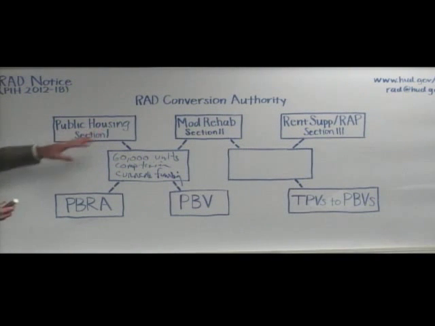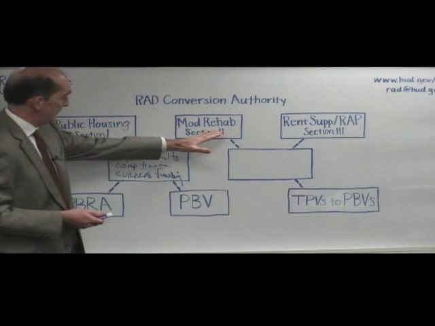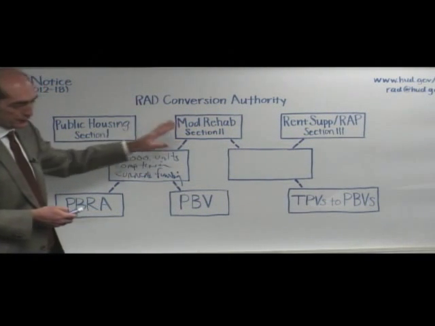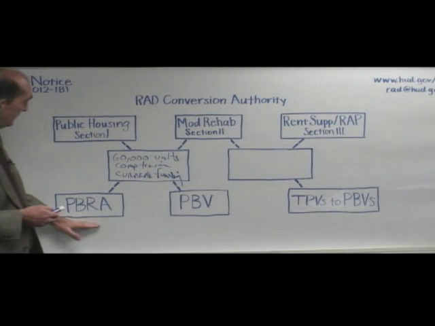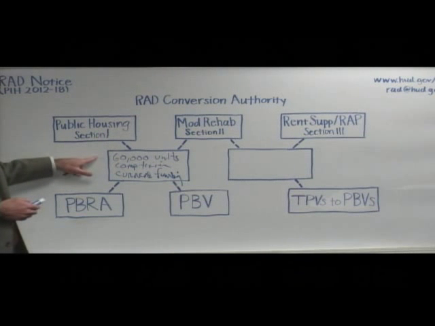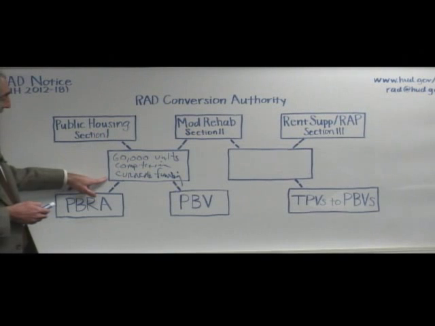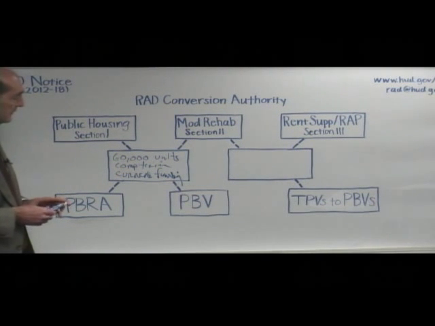Okay, 60,000 units, competition, and current funding are three things that characterize this first component of the demonstration for public housing. Mod rehab also has the ability to convert under this first component, to PBRA or PBV, and is also subject to the same 60,000 unit cap, also subject to competition and based on current funding.